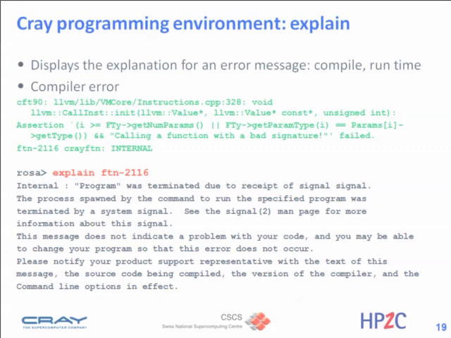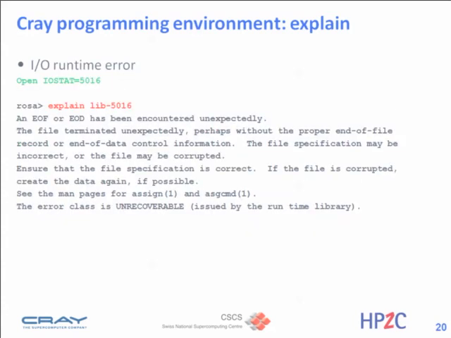Another command that comes with the Cray programming environment, and it's useful, is the explain command. So, for example, you are compiling a code and you get an error, and this is the final error you get. You can use explain to get more information about what this FTN 2116 means. You can get the error code and issue explain FTN 2116, and you get some more information about the error. You can do the same with an I/O error. You run the code, you get an I/O stat error like this, and you can use explain again and get more information on what happened there.